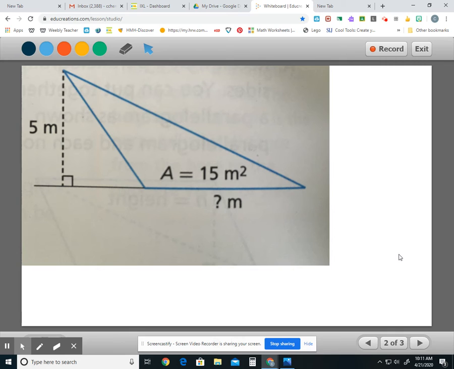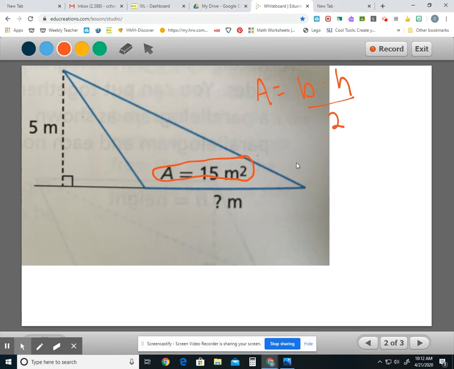So here I have a triangle, and they give me the area already, and they want me to find the missing side. So I know the area. What I need to do is what I do for every single shape. Look at the shape, identify it, and then write down the formula for that shape. So the area of a triangle, area is equal to the base times the height divided by 2.